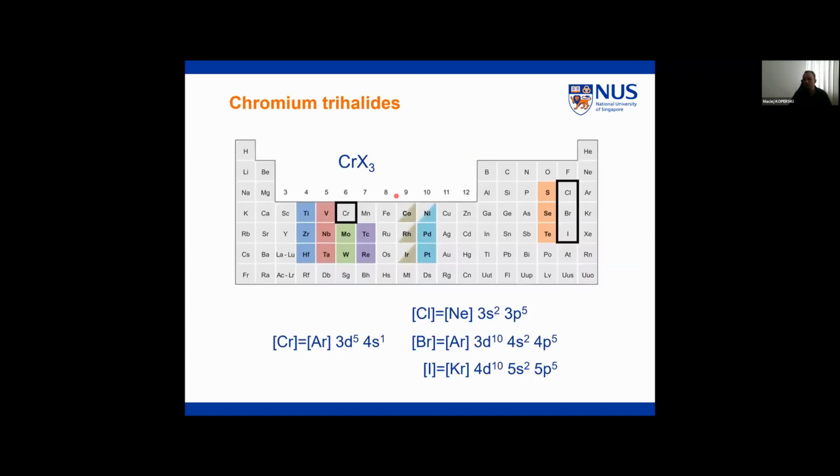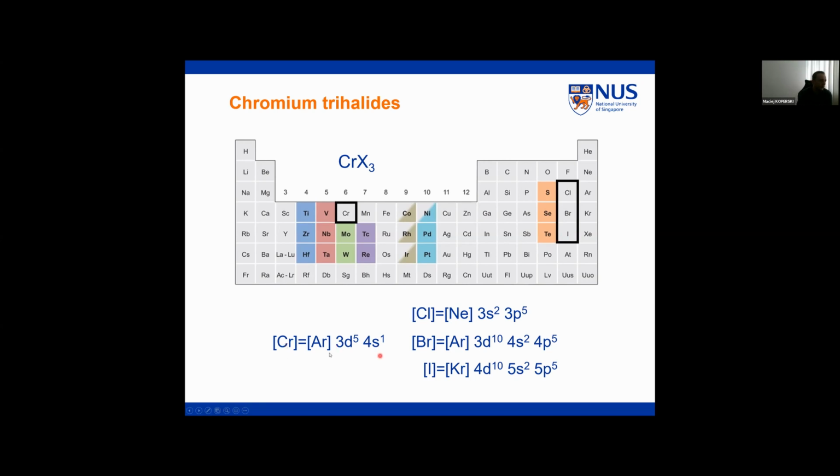So now I would like to select just chromium iodide and chromium bromide as the two representatives of the same family of magnetic layered materials, and comparatively discuss their properties in terms of photoluminescence response. So chromium trihalides are materials whose chemical formula you can write as CrX3, where the X is the halide atom, so it can either be chlorine or bromine or iodine.